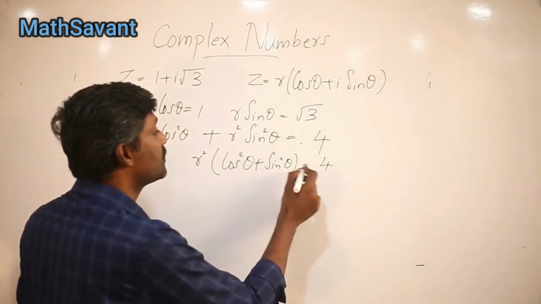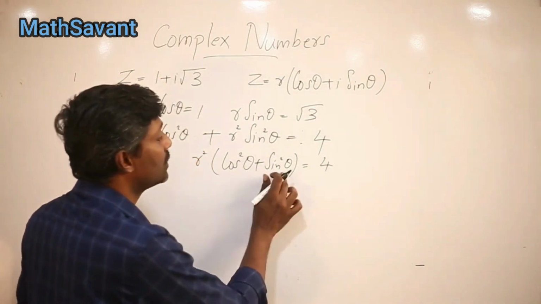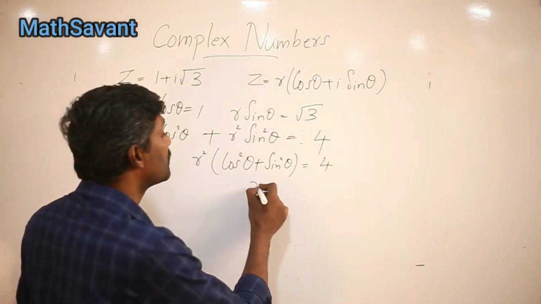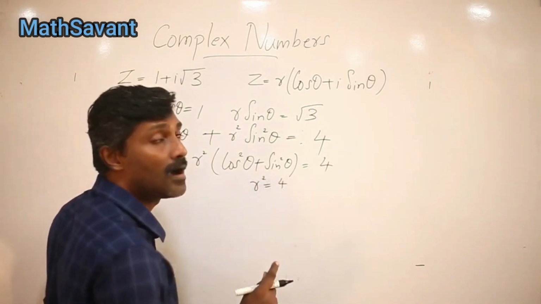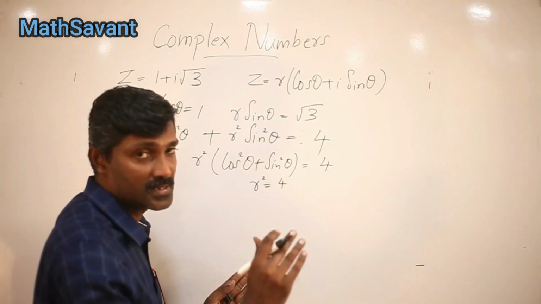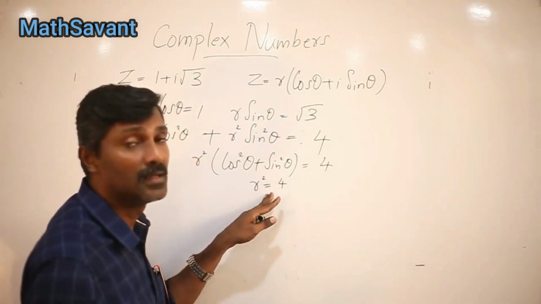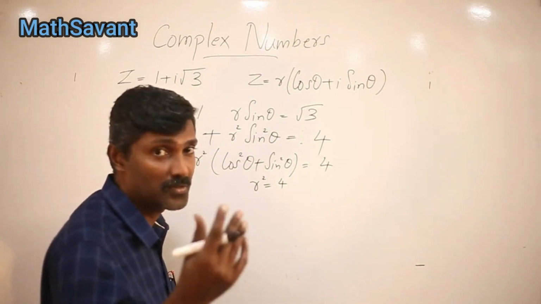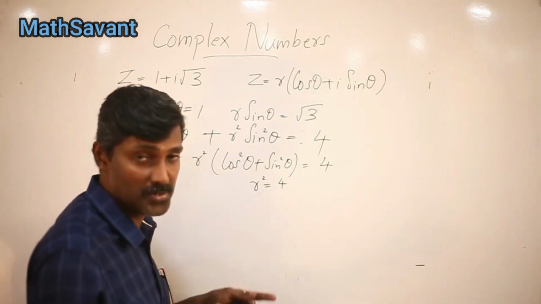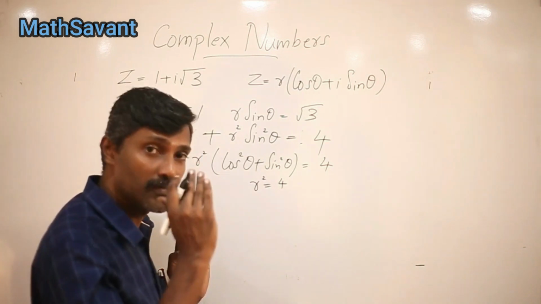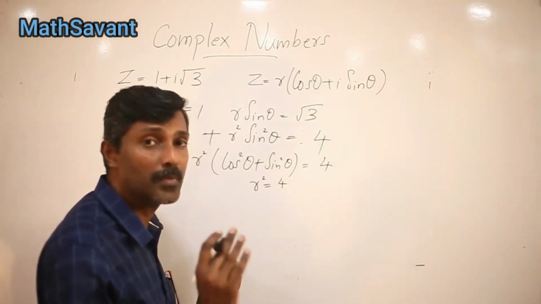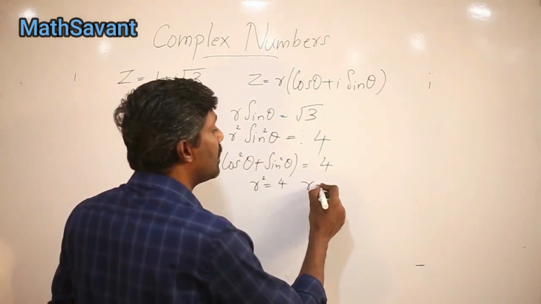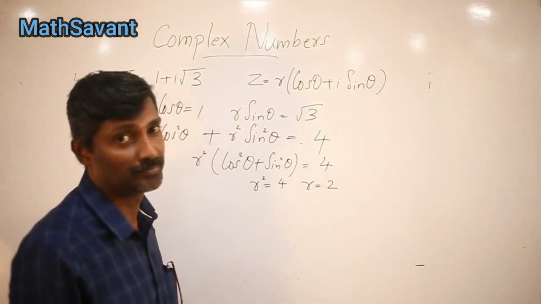And we have already said that the value of cos square theta plus sine square theta is 1. So this becomes 1. So we get r square is equal to 4. And r is the modulus, which is never negative. So we don't have to take the negative value. R square is 4, you get r is equal to plus or minus of 2, right? Square root of 4 is plus or minus of 2. But since r is always positive, it is the modulus, we take the positive value only. So I get r is equal to 2.